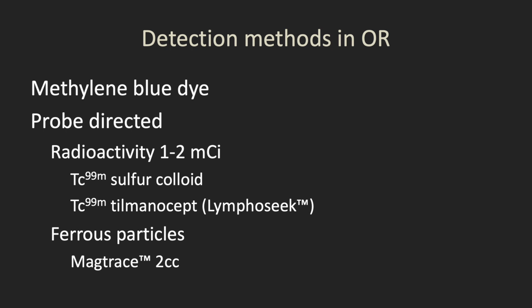There are a number of different ways that the surgeons can now do sentinel node biopsies. At the time of surgery, they can inject methylene blue dye in the area of the tumor, which will then track up into the lymph nodes, and they can see them as blue. I think that's probably one of their least favorite ways to do it, but they still do it occasionally. It's very messy, and the patient's breast ends up stained blue for quite some time. And then there's the probe-directed ones, either using radioactivity with technetium-99m sulfur colloid, or technetium-99m Lymphoseek, which is a more specific tracer, which is taken up onto the surface of macrophages, or by injecting ferrous particles with Magtrace.